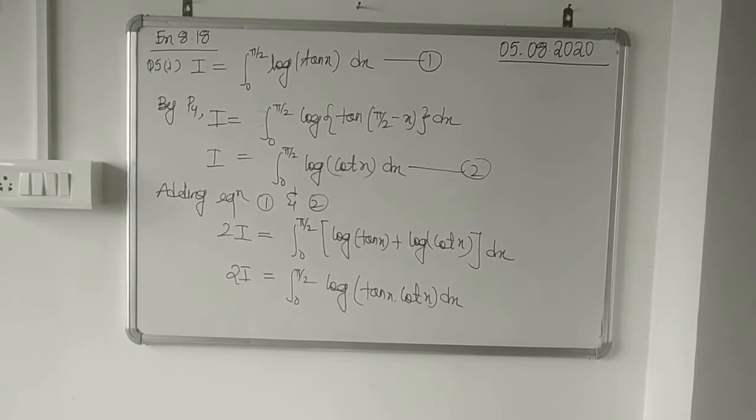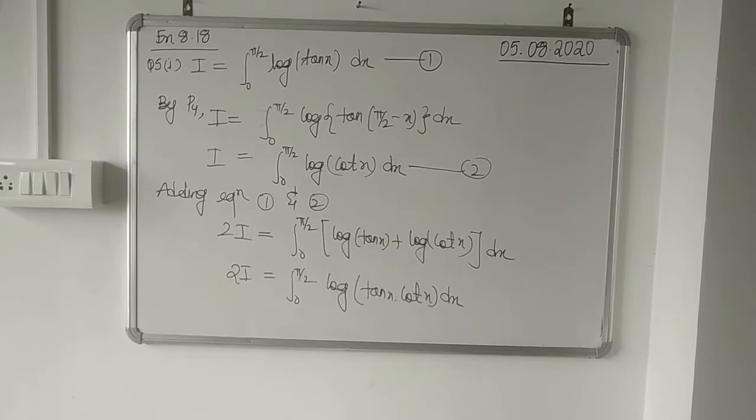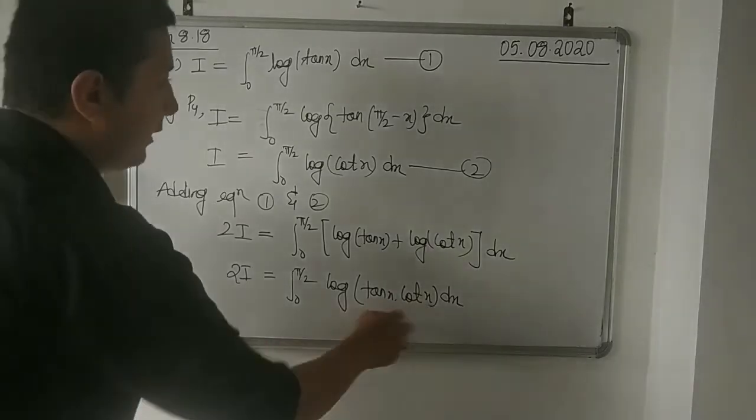Alright, so let us keep the first given question as equation number 1. We'll use property 4. So using property 4, x will be upper limit minus x. That is pi by 2 minus x. So that is cot x. That becomes equation number 2. Now adding equation 1 and equation number 2, we'll be getting 2i, and you know in the right hand side how to add. So log tan x plus log cot x means log tan x into cot x, and we know that tan x and cot x are reciprocal, so it gets cancelled out.